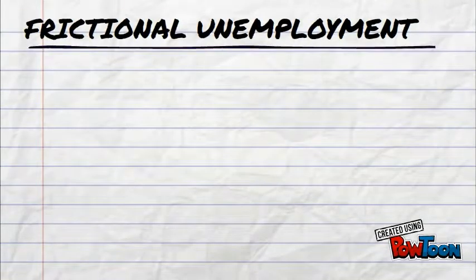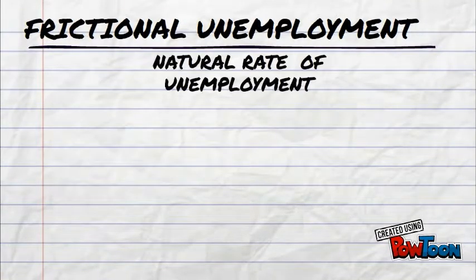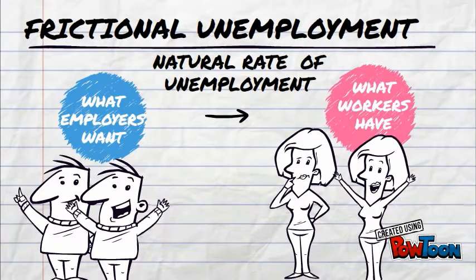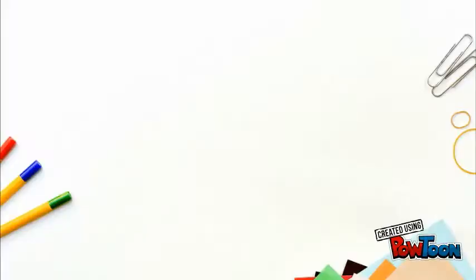Frictional unemployment is also a type of non-cyclical unemployment that is also known as Canada's natural rate of unemployment. This type of unemployment occurs because of an absence of demand for a certain type of worker. This typically happens when there are mismatches between the skills employers want and the skills workers have.